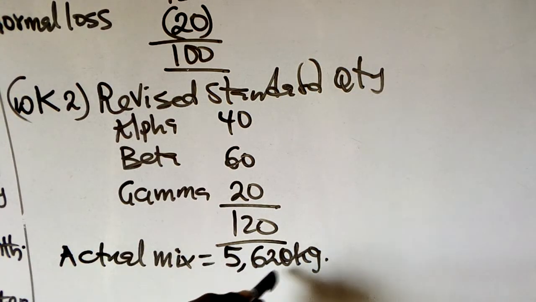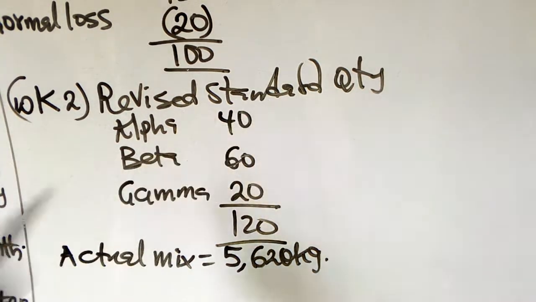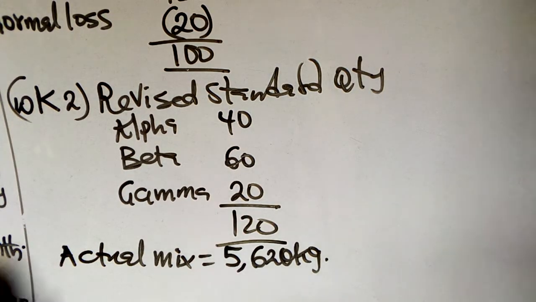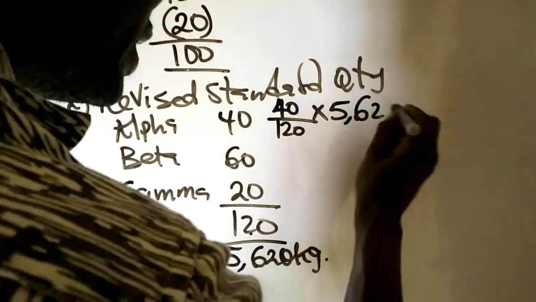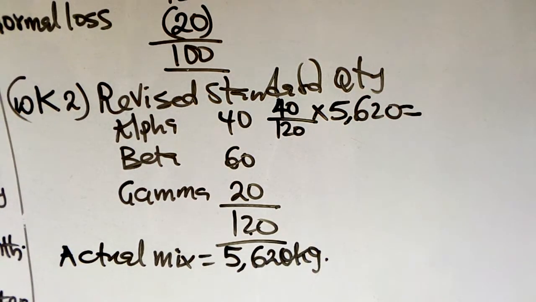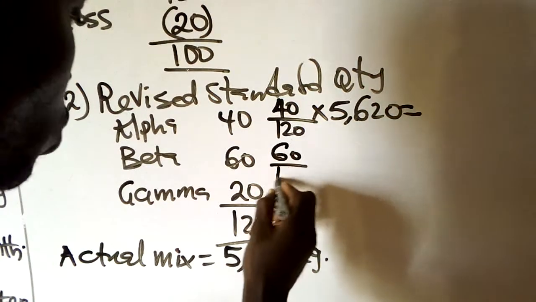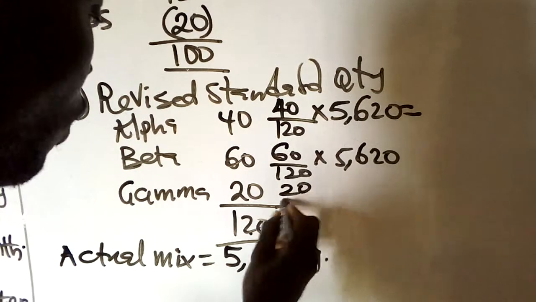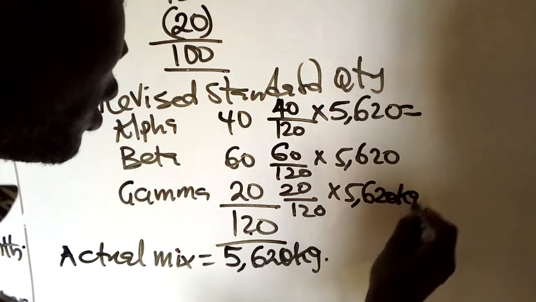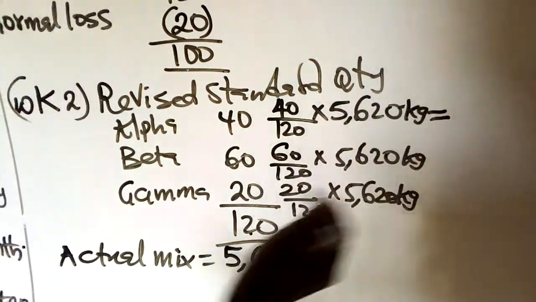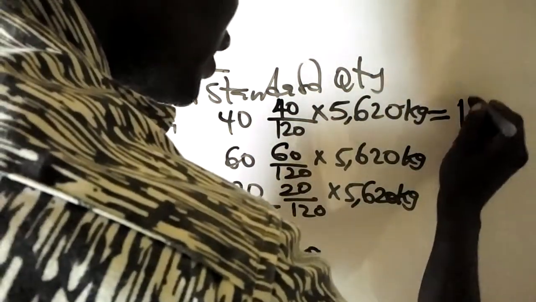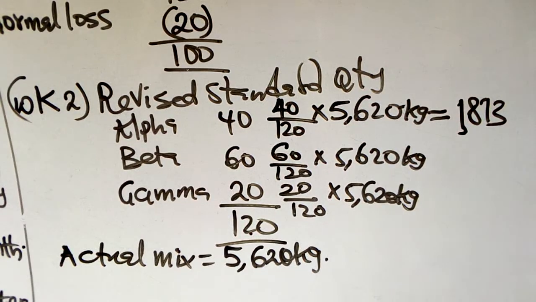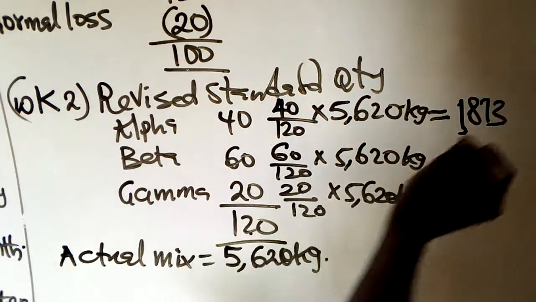You are going to apportion this actual mix with our standard quantity. You don't need to allow for material wastages. So this will be 40 over 120 times 5,620, 60 over 120 times 5,620, and 20 over 120 times 5,620 kg. For alpha, 5,620 times 40 divided by 120 will be 1,873 kg.